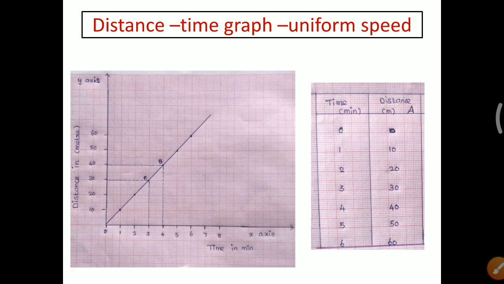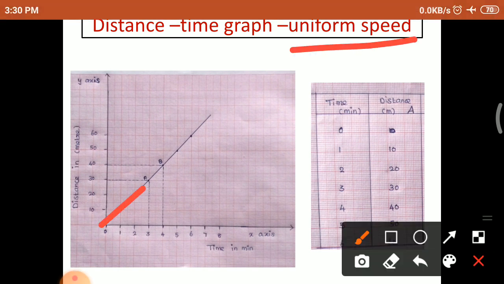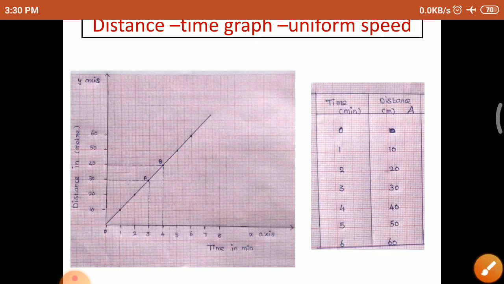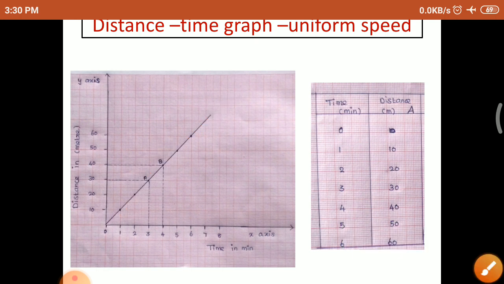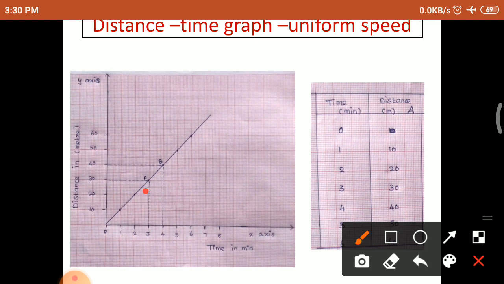So for uniform speed, we get a straight line graph. Next, you have to take any 2 points on the straight line. Here I have taken point A and this is point B. You can choose here also A, B. Anywhere in the line you can choose any 2 points and give them the names A and B.